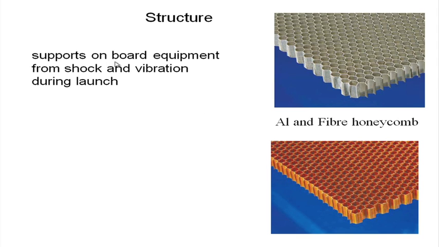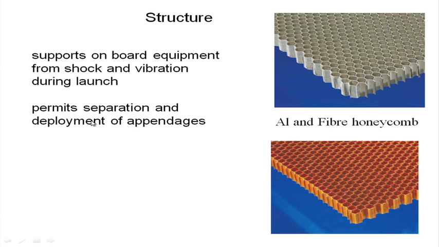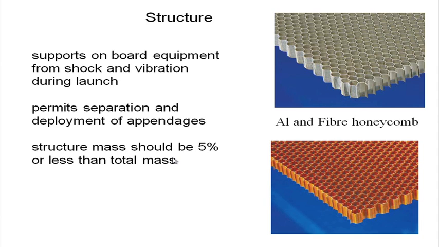It supports the onboard equipment from shock and vibration during launch and during operation. It permits the separation and deployment of appendages like the solar panel and the antenna, which have to be deployed, and during that certain jerks, shocks and vibration can occur. One thing, the structure should not be heavy. The structure itself, which is holding all the electronics and other systems, should not be heavy, and as a thumb rule it is taken as 5% or less of the total mass of the satellite. Therefore, it is not a plain sheet of metal.